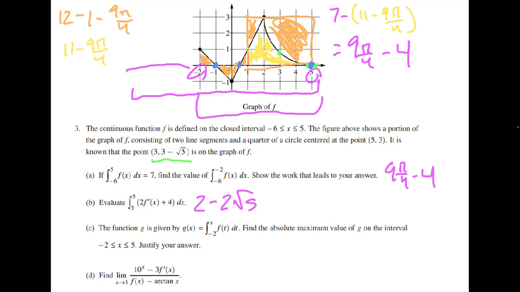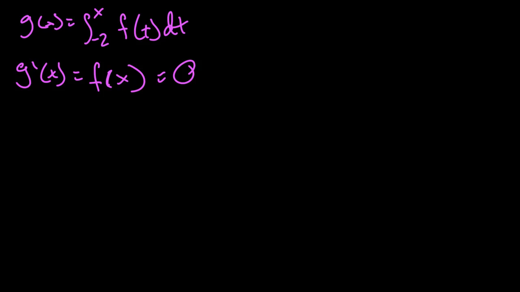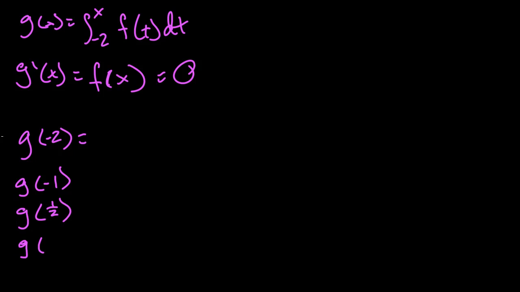And we also need to test our endpoints when we're doing max and min values. So we're also going to test -2. These are all our points where g prime is equal to 0. We're going to plug these now into g of x. So let's go do that. G of x, we want this in purple. We want g of -2 first, then g of -1, g of 1/2, and g of 5. And we want to see which of these is the greatest value, right? We're looking for our maximum value.